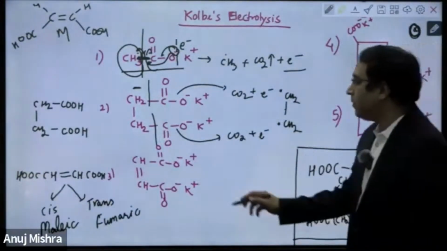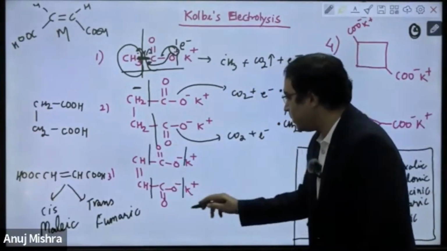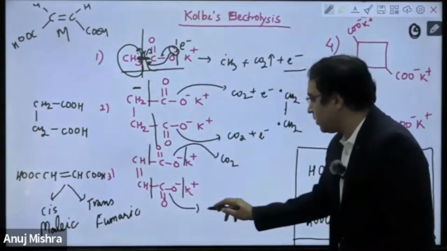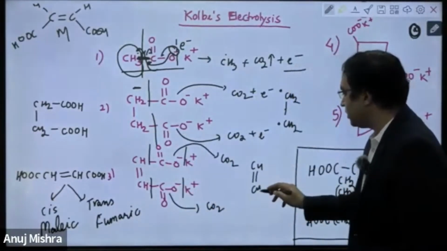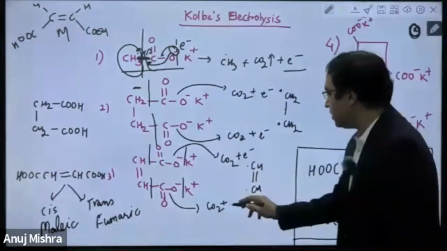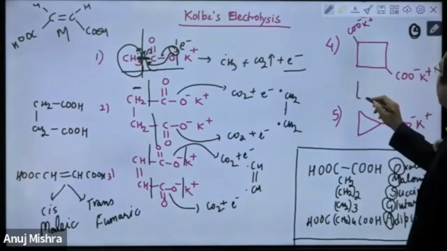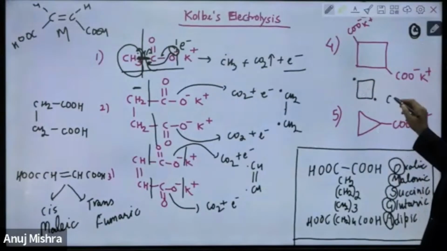In the next case, what will form? This will break, this is going to break. This will give me CO2, and this part will give me CO2. Here it will give CH, double bond, CH, radical, radical, electrons here and electrons here. In this case, radical, radical, CO2. Can I say simply 2 CO2?